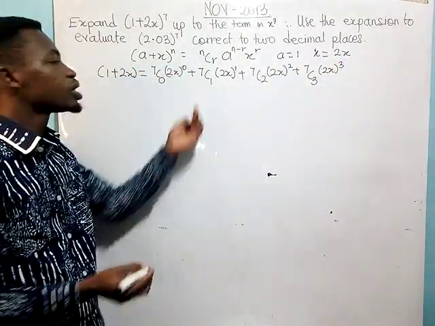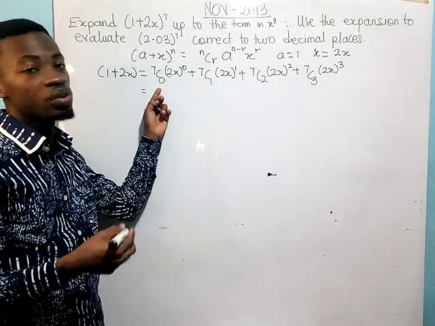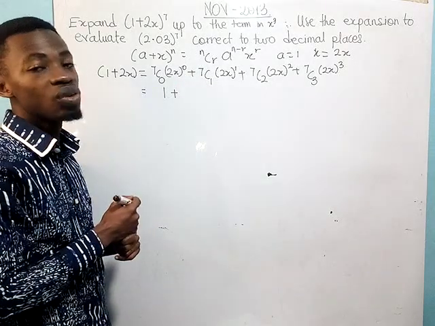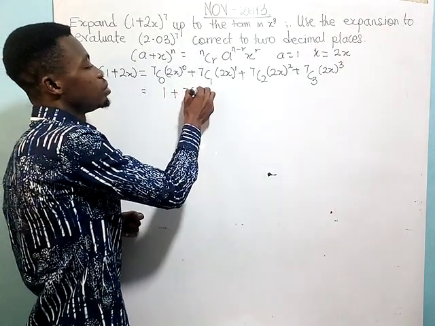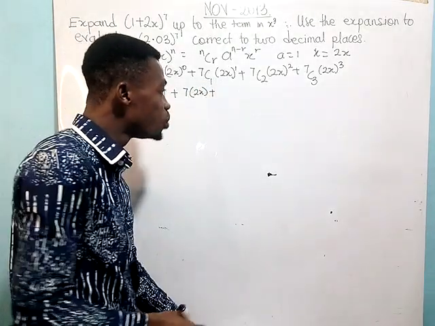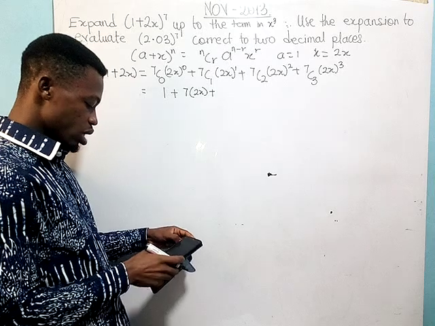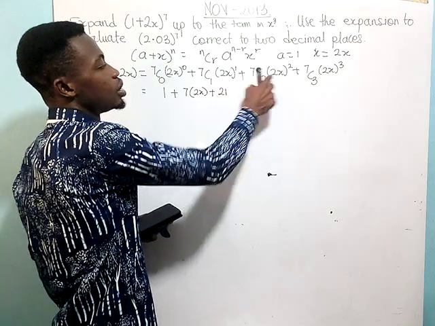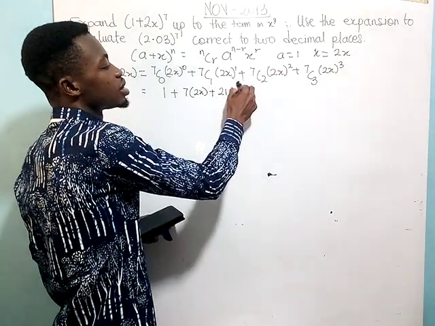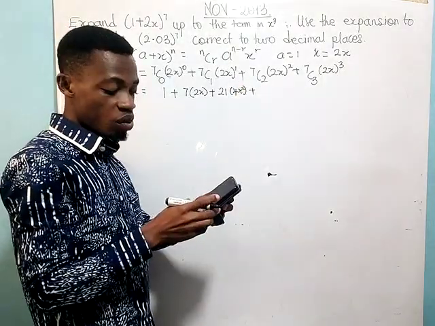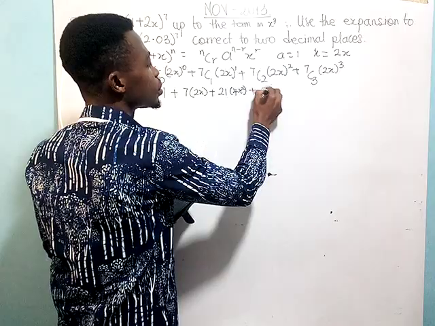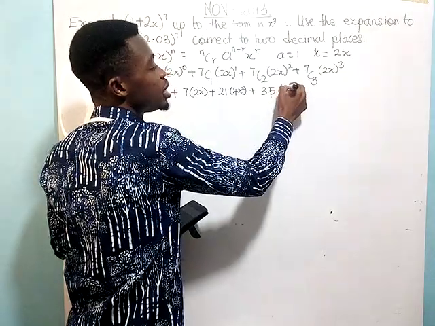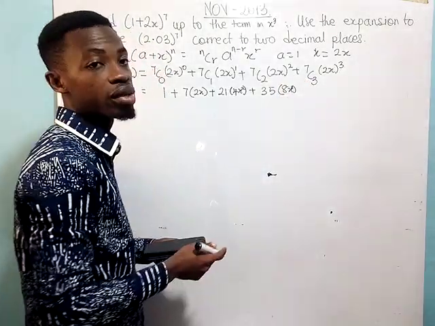So this is what we do. Now when we continue, 7 combination 0 is always 1, and this is also 1, so basically we get 1 here. 7 combination 1 is 7 by the 2x. Our 7 combination 2 will give us 21, and (2x) to the power 2 is 4x squared. 7 combination 3 will give us 35. Then (2x) to the power 3 is 8x to the power 3.